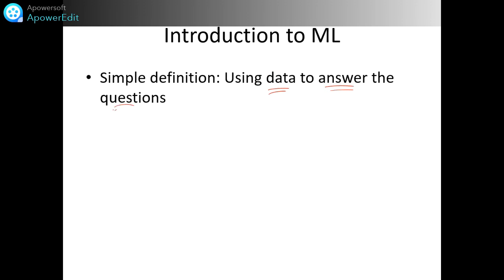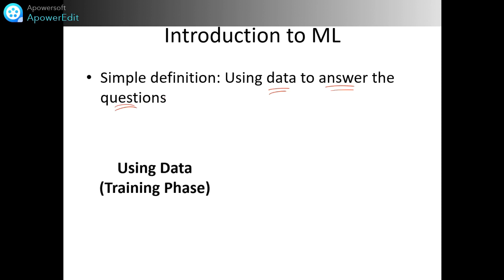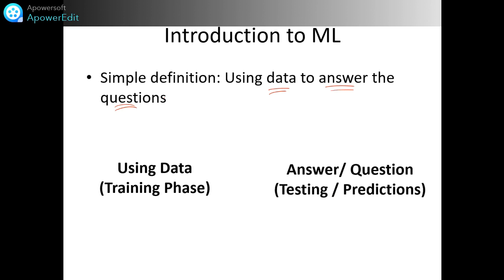The question is simple: whatever input data we are giving, which particular class does that data belong to? Using data means it is the training phase. Whatever data is available with us, we use for the training of our model. And answering a question means it is the testing or prediction phase. Once we have trained a model over the existing data, we can apply new data to answer new questions. So, the training phase and the testing phase.